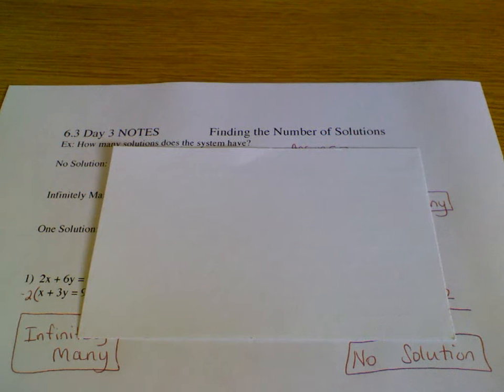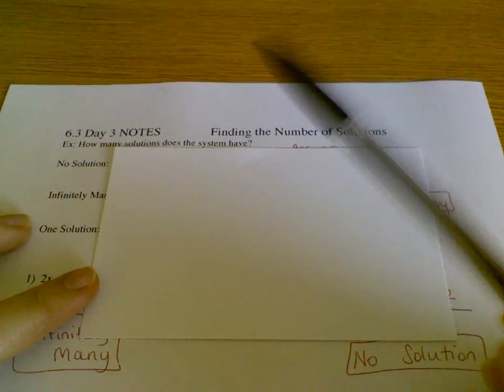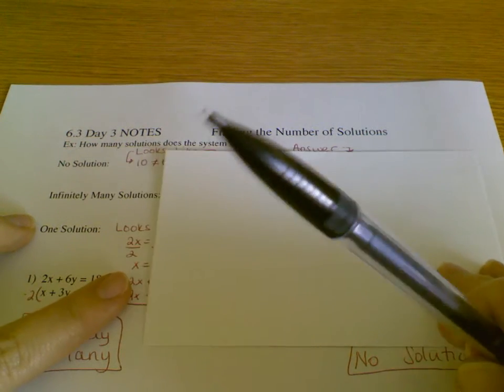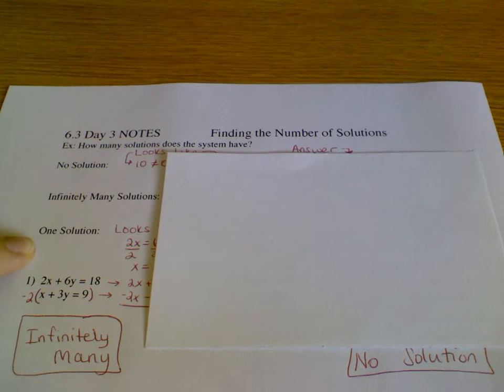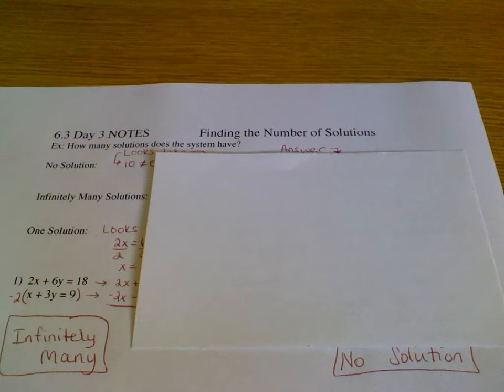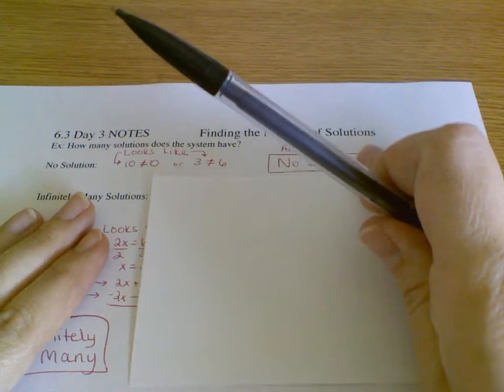Okay, last section of 6.3 is determining how many solutions you have. So we already did that by graphing. Now we're going to look at it in terms of solving by elimination. So remember, how many solutions I can have is, I can have no solution, I can have infinitely many, or I can have one.